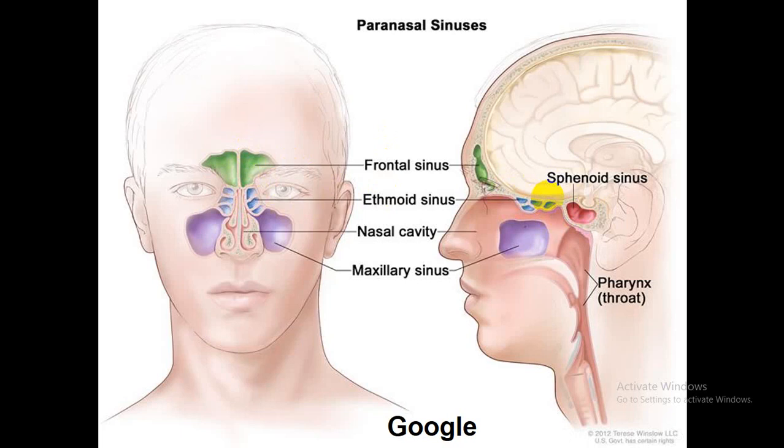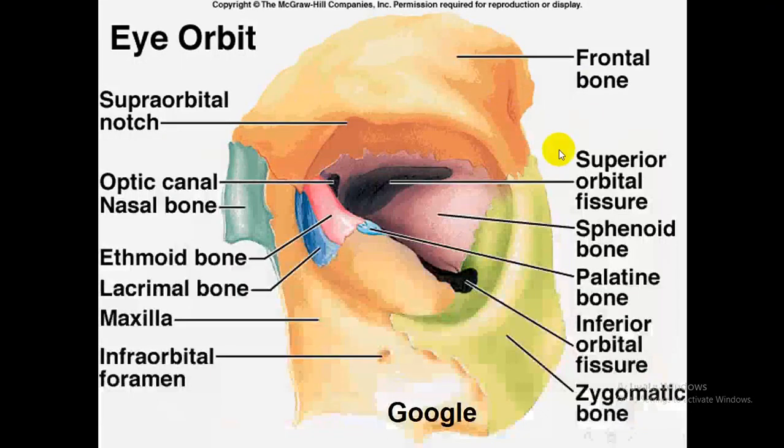Now the wall of the orbit. Number 1, the roof or superior wall. It is formed by the orbital plate of the frontal bone. So the first bone that participates is the frontal bone, and the lesser wing of sphenoid also participates in the roof. So we have frontal plus sphenoid. This is for the roof, upper or superior wall: orbital plate of frontal and lesser wing of sphenoid.